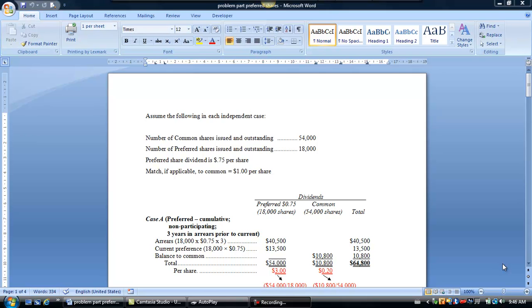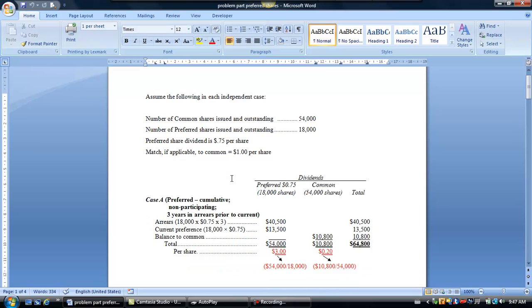So the preferred share dividend is 75 cents a share, and don't forget, if we have any form of participation, the match, if it's applicable, is going to come in at $1 a share. Meaning that if any level of participation is going to be offered in each of these cases, the common shareholders need to get their match before the preferred shareholders participate partially or fully. So knowing the match when we have that situation is very important.